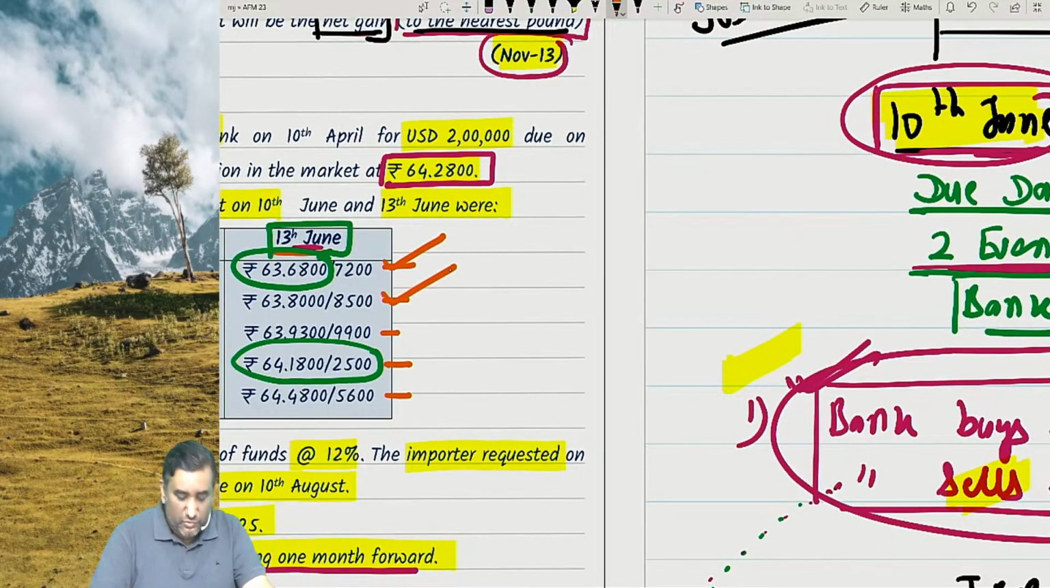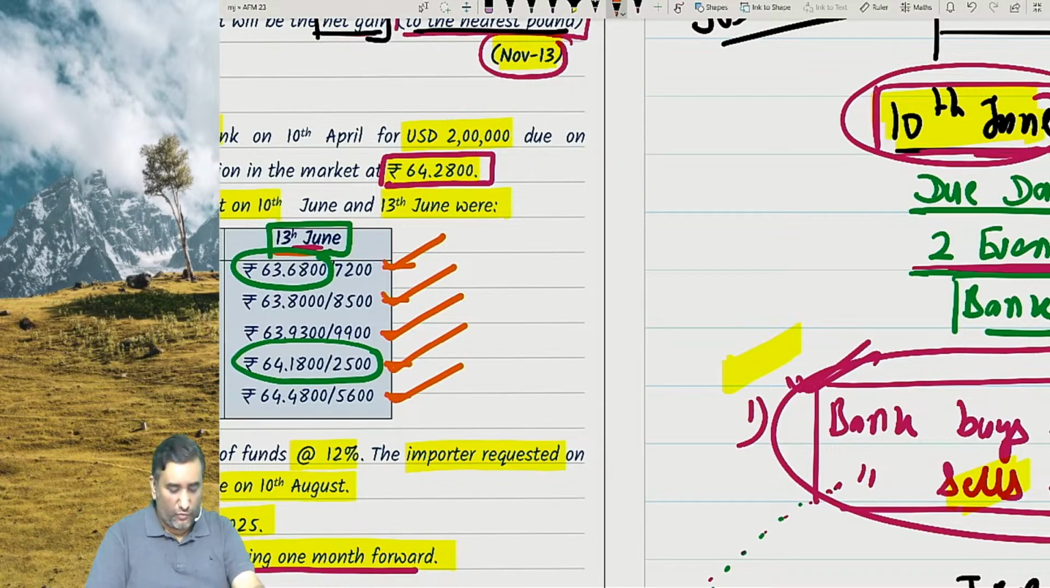This is the forward rate of June. Date, I don't know. This is of July. Date, I don't know. This is of August. Date, I don't know. This is September. Date, I don't know. I know for August only these dates are available.